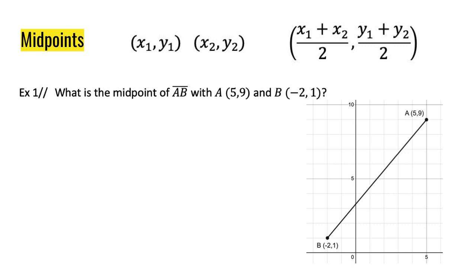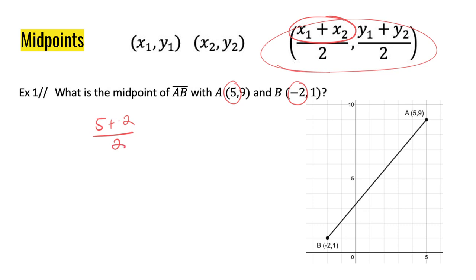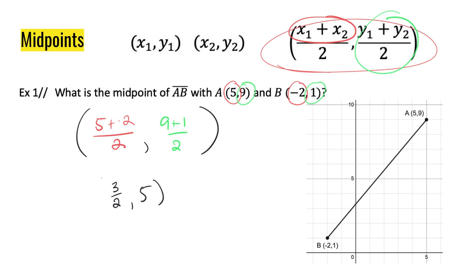Here's an example of a problem. What is the midpoint of segment AB with A as (0, 5) and B as (-2, 1)? Hmm, A as (5, 9) and B as (-2, 1). So I can go ahead and use this formula right here. I'm going to take the x values on each side, 5 plus -2, and divide by 2. And I'm going to take the y values from each point, 9 plus 1, and divide by 2, and that is going to create my midpoint. 5 plus -2 is 3 over 2. 9 plus 1 is 10 over 2, becomes a 5. You could choose to write 3/2 as a decimal, as 1.5, so (1.5, 5).